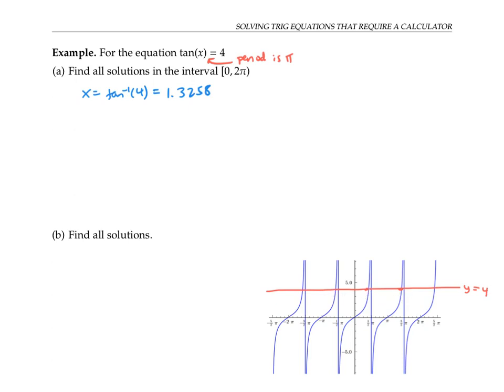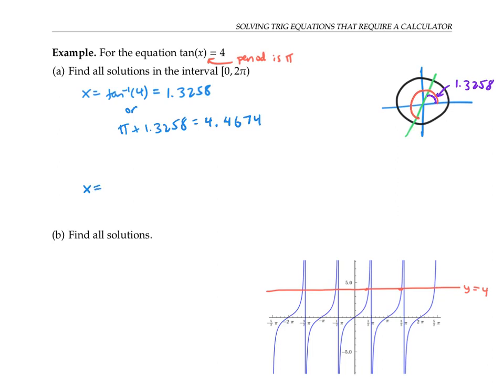It also makes sense by thinking about the unit circle. Tangent, which can be thought of as the slope of a line at angle theta, takes on all positive real values both in the first quadrant and the third quadrant. So there are going to be two places on the unit circle where the tangent is 4. We've already found this one. To find the other one, we just need to add pi.